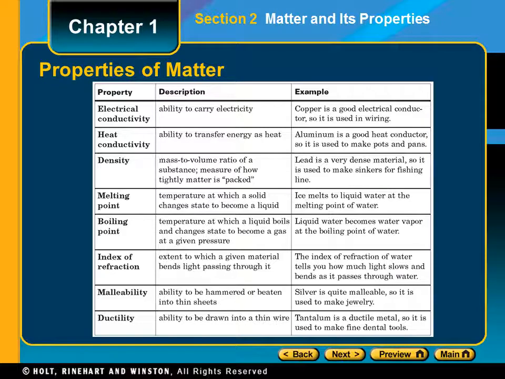And we have this table here that I'm not going to necessarily go over in great detail because it is in your book. But I will point out the three on the bottom. Index of refraction is how much light bending happens in a substance as light passes through it. Malleability is the substance's ability to be hammered or beaten into thin sheets, and ductility is the substance's ability to be drawn into a thin wire. And those last two, malleability and ductility, usually end up being properties that are descriptive of metals.